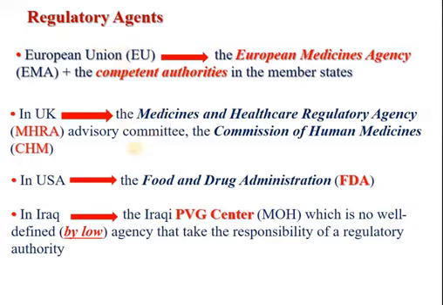For example, one of the most popular regulatory authorities, in the European Union countries, is the European Medicines Agency, or EMA, in association with the competent authorities in the member states of the European Union, which are responsible for performing the pharmacovigilance processes. Another example is in the United Kingdom, where the Medicines and Healthcare products Regulatory Agency, very well known as MHRA, advisory committees, in addition to the Commission on Human Medicines, or CHM, are involved as regulatory authorities for performing the pharmacovigilance action.